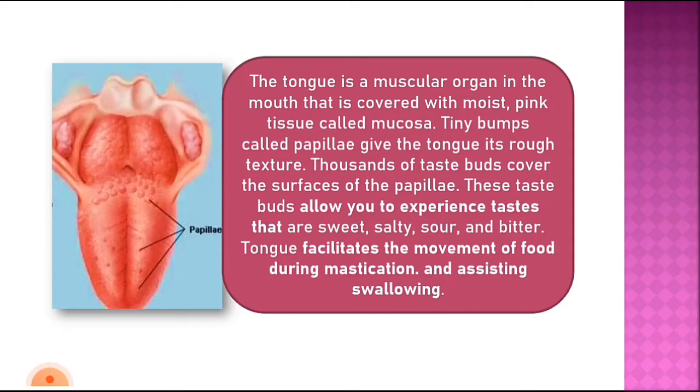The tongue is a muscular organ in the mouth that is covered with moist pink tissue called mucosa. Tiny bumps called papillae give the tongue its rough texture. Thousands of taste buds cover the surfaces of the papillae. These taste buds allow you to experience tastes that are sweet, salty, sour, bitter. Tongue facilitates the movement of food during mastication and assists swallowing.